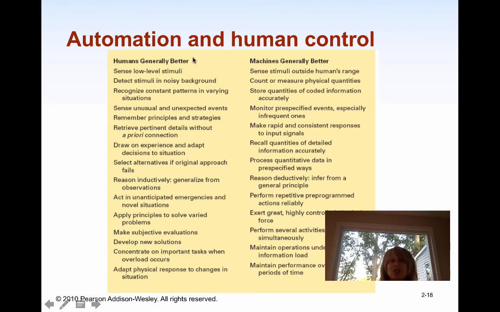Okay, so we talked a bit about preventing errors. This is one of my favorite things, automation versus human control. Humans generally are better. They detect stimuli in a noisy background. We have senses. We're able to utilize greater ability, not just eyes, but we can feel things, we can smell things, we can hear things. Whereas machines, they can't do it. They are programmed to do a particular function, and the house could be burning down, but they won't know.